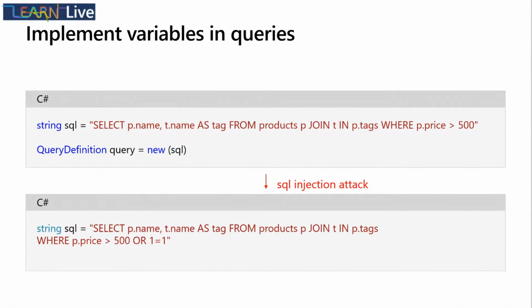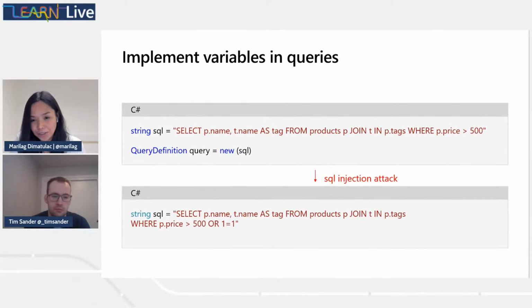So for example, if instead of just 500, I pass another one, which is or 1 equals 1, which will return true, then this statement will actually return all my data in products and not just the ones with prices greater than 500, potentially exposing more than I am supposed to, because 1 equals 1 will evaluate to true. And unlike in some other database systems, where their SQL statements actually also support modifying data.